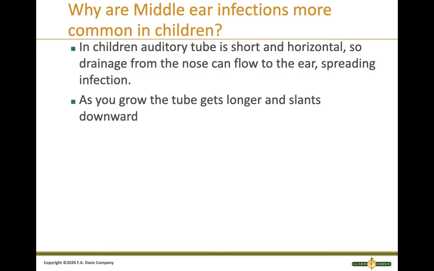So why are middle ear infections more common in children? Because in children the auditory tube is short and pretty much horizontal, so drainage from the nose can flow to the ear, and that can spread an infection. And as you grow, the tube's going to get longer, and it's going to start to slant downward, so it's harder for drainage from the nose to get to your ear, because it has to go against gravity.